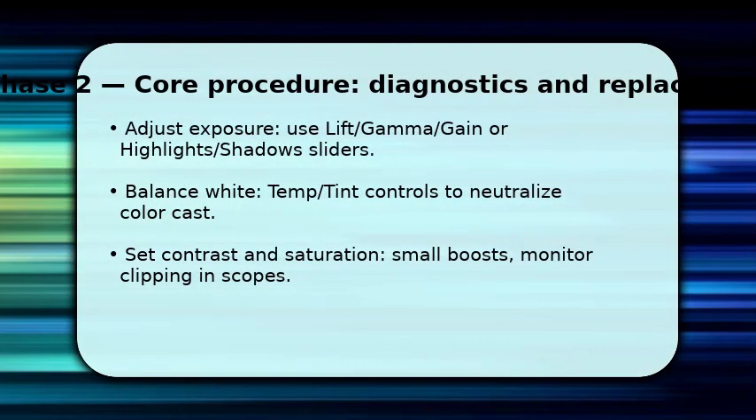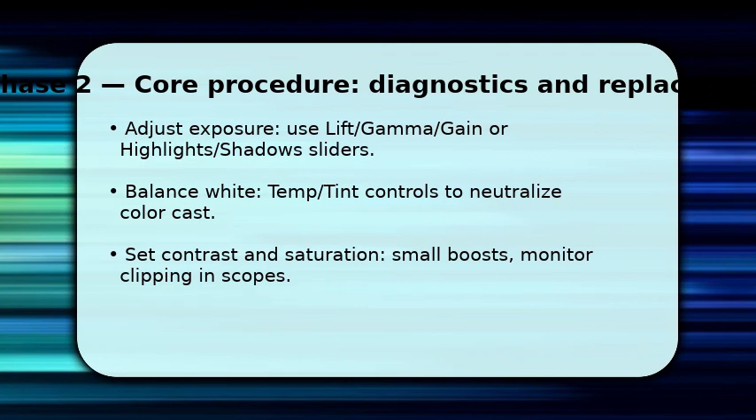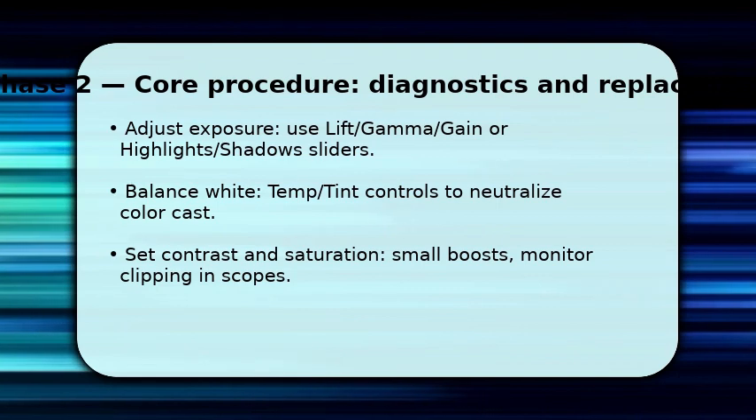You now perform primary corrections to calibrate footage. Begin with exposure, lift shadows, adjust gamma for midtones, and raise gain for highlights to preserve detail. Next, balance white using temp and tint so skin tones and neutrals read correctly. This aligns all clips. Then set overall contrast and saturation with subtle moves.